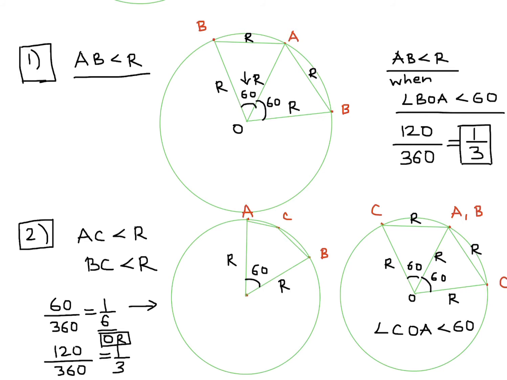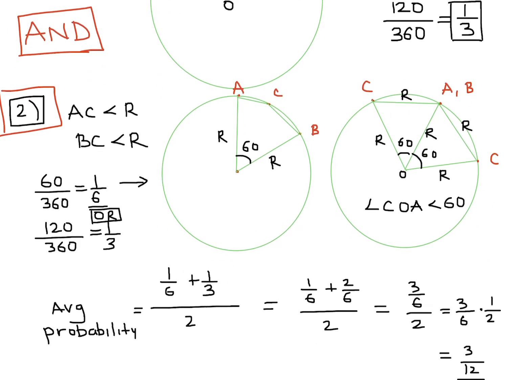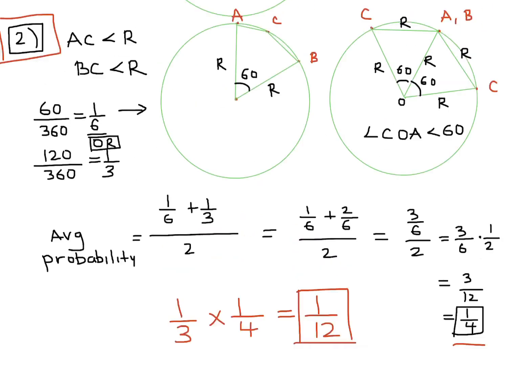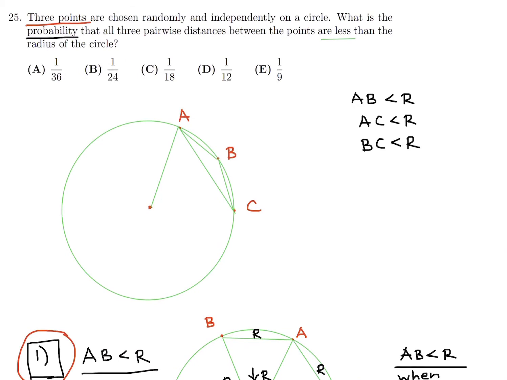So this and this guy right here. If you have to combine with the "and" in a probability question, you multiply the probabilities. So we have to multiply 1/3 and 1/4 to get the final overall probability, and that gives you 1 over 12. So this is the answer to the question, and that would mean number 25 is D.